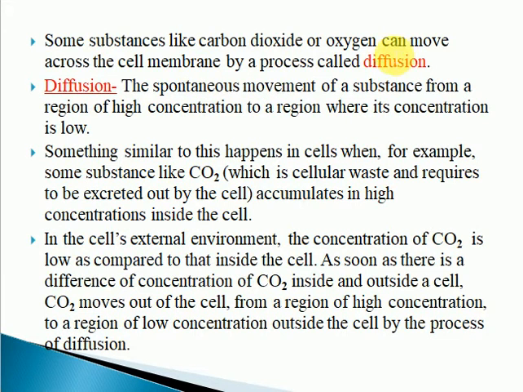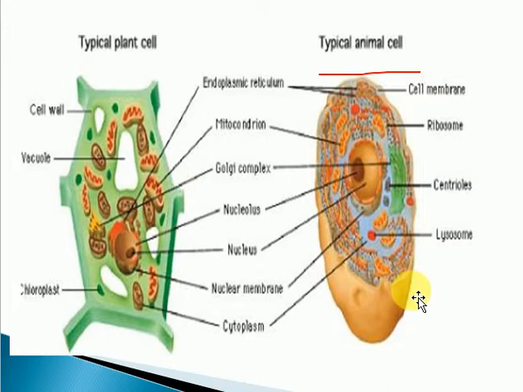So substances like carbon dioxide or oxygen can move across the cell membrane by the process of diffusion. I'll explain this again with the help of the diagram. This is, let's say, a plant or animal cell. Here the concentration of oxygen is more on the outer side, and the concentration of oxygen is less on the inner side. So from higher concentration to lower concentration, the movement of oxygen would take place.